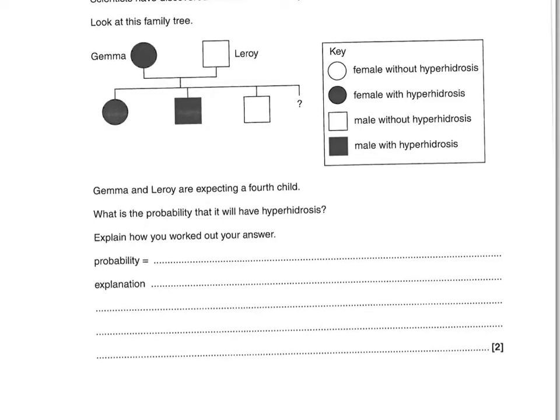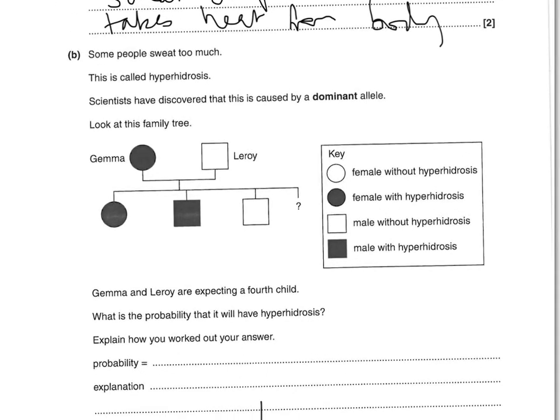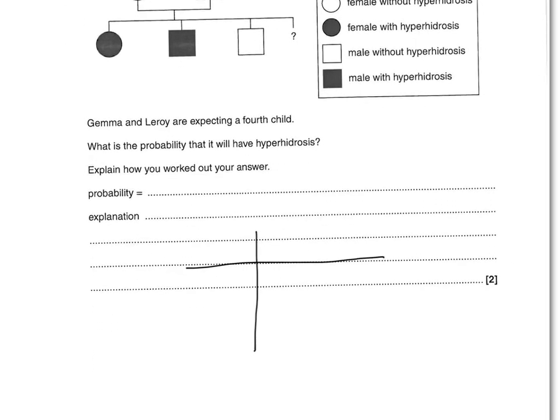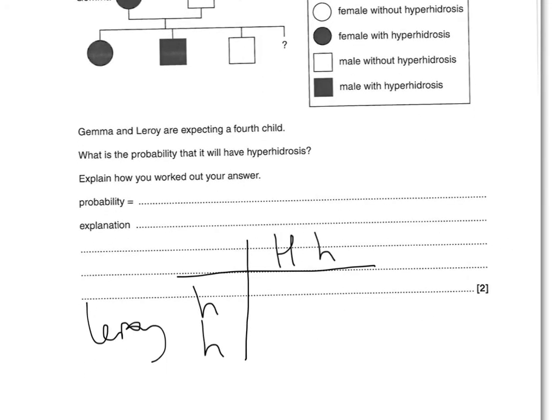So probably the best way to explain and also work this out here is by drawing a diagram. Drawing this sort of diagram, it tells you who's got hyperhidrosis and who hasn't. So Gemma has, but one of her offspring hasn't, which suggests that Gemma has got 1 recessive gene. Leroy must have 2 recessive genes, because he hasn't got it. So we can just draw the 2 recessive genes as 2 little h's, and the other one for Gemma.